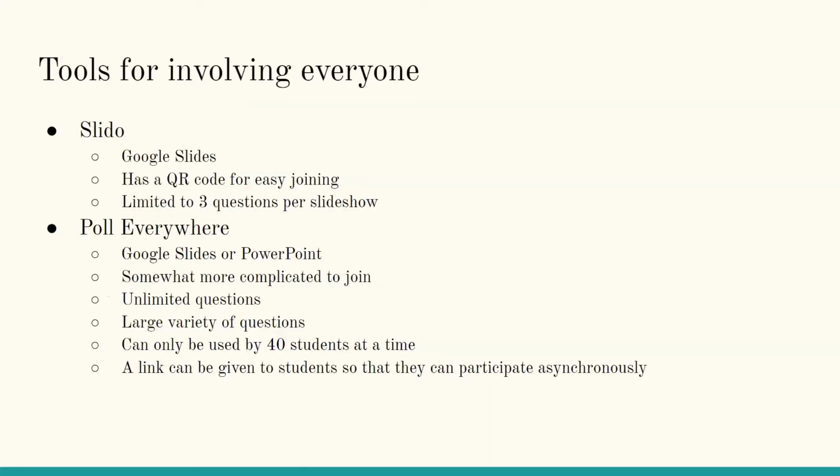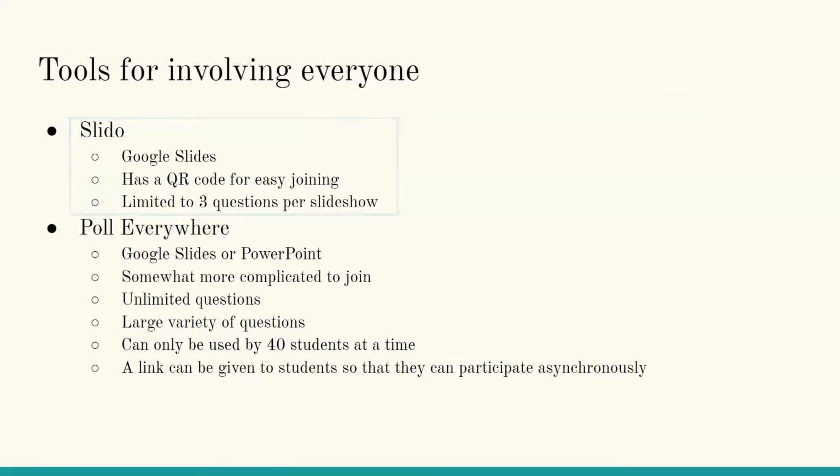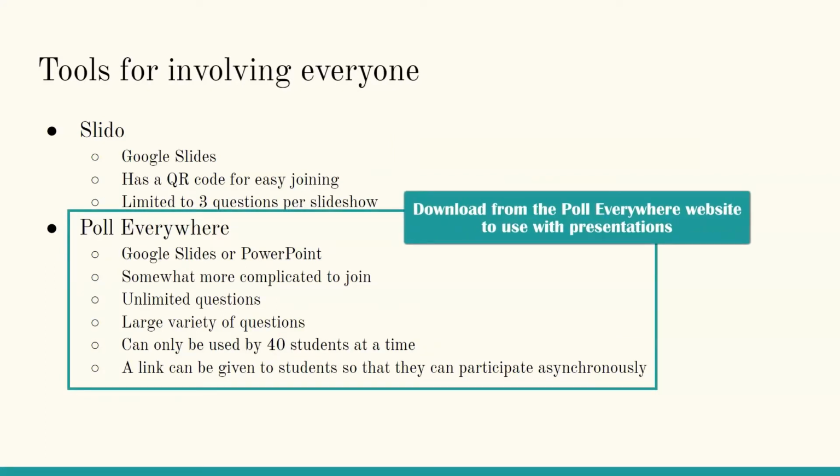But what if you are in a face-to-face meeting, or you have some students face-to-face and some online? These next tools will let everyone be involved. The first tool is called Slido. It's for Google Slides. You download it as an add-on, and the free version allows you to use 3 slides in any given presentation. Not a Google person? Poll Everywhere is a similar tool that works for Microsoft. It also works for Google Slides, but I prefer Slido if I'm using Google Slides because of the QR code.